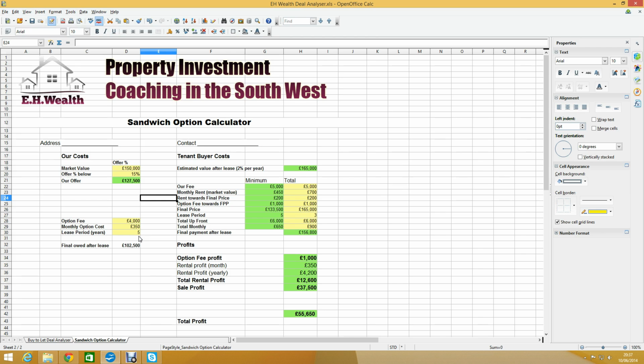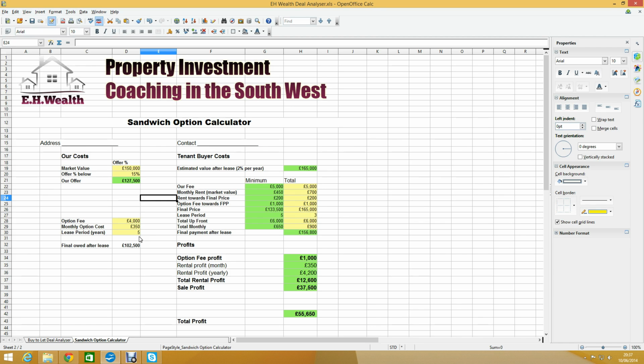Then comes the exciting part where you make all your money, or most of the money, and you go home with a lot more, not even having owned the property yourself. So the estimated value after the lease of this property, again 2% per year, we're going to be conservative, 165,000. So what we usually do, we usually sell these as a rent to buy. Seems to work for us. People who can't get a mortgage, they haven't saved for a deposit, but they want to own their own home. We offer the rent to buy service on these kind of deals.